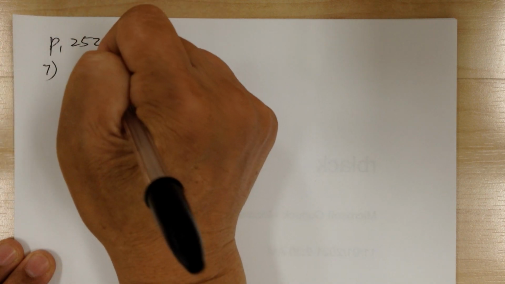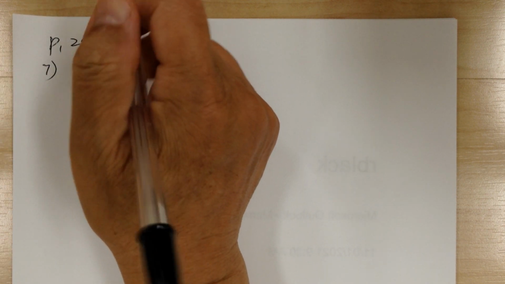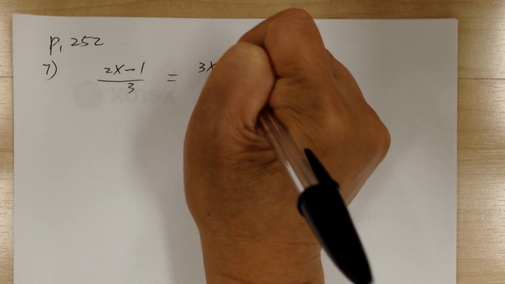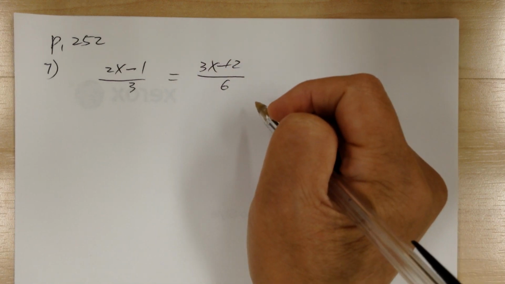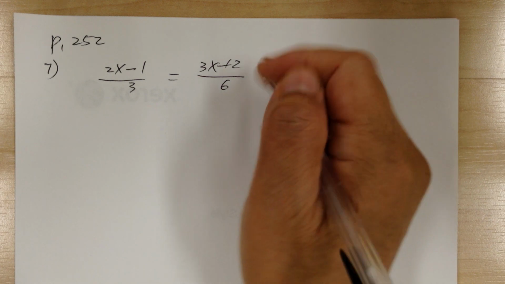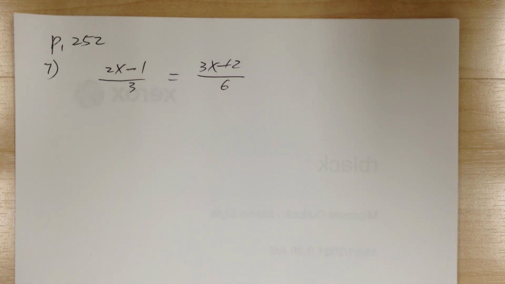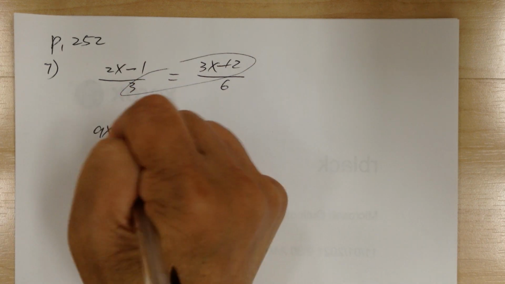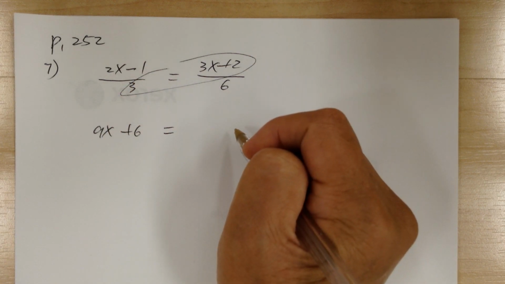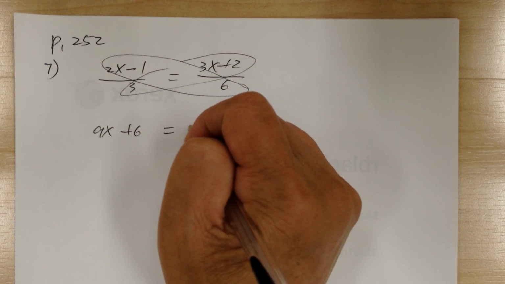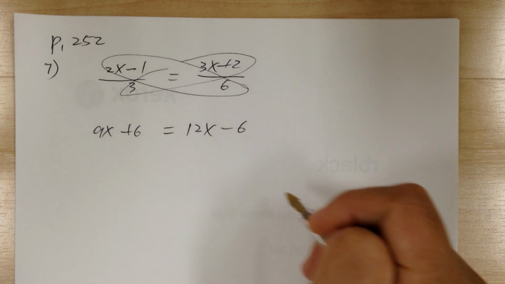Okay, number 7. You have 2x minus 1 over 3 equal to 3x plus 2 over 6. First you need to multiply by the LCD or cross multiply to get rid of the fraction. So I'm going to cross multiply. I get 9x plus 6 equal to, and cross multiplying, I get 12x minus 6.